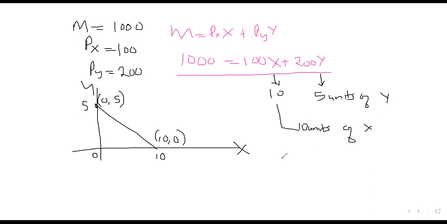So if you're asked to calculate the slope, it is simply, who remembers? Price of good x over price of y. So this would be negative what? 100 over 200, which is negative 0.5. Okay. Is that clear? Yes.